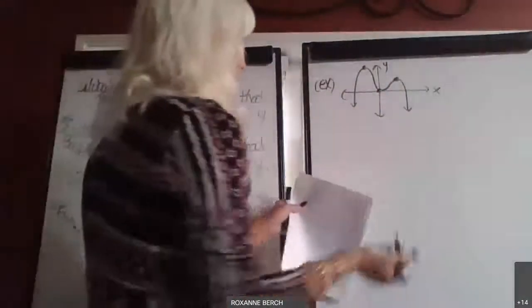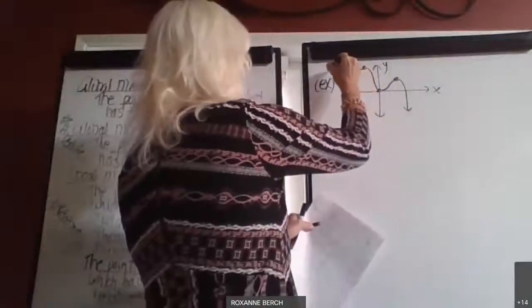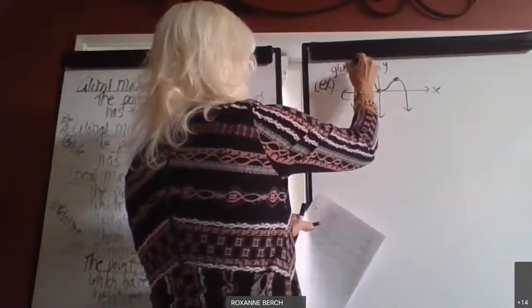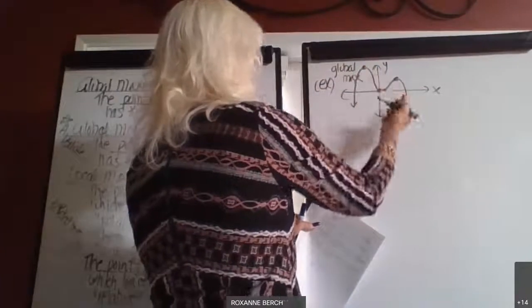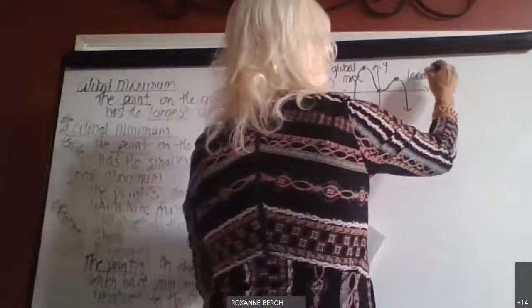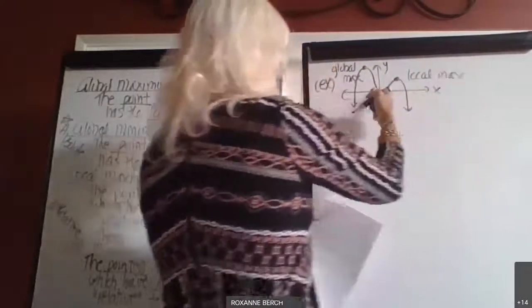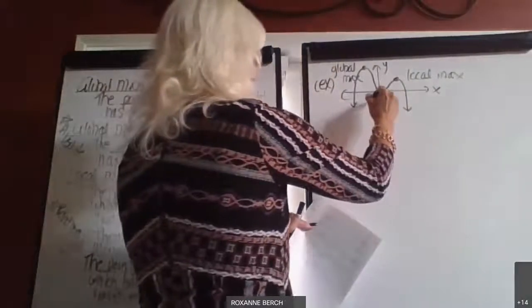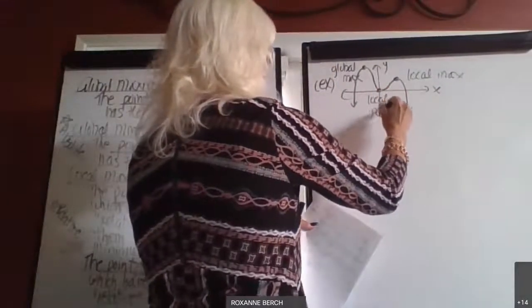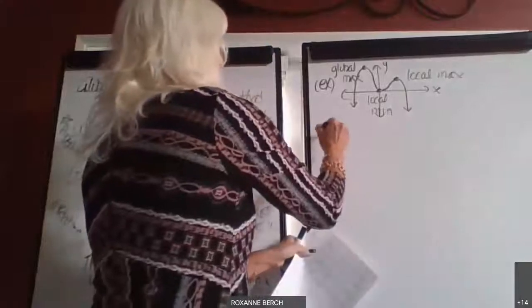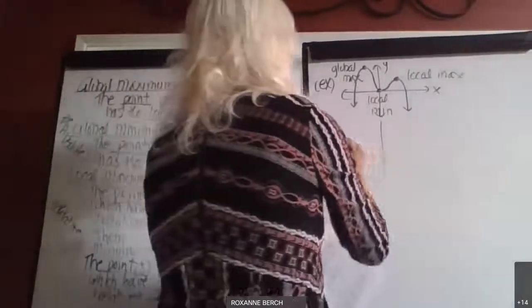And so you could probably guess this is a global maximum by definition. This would be a local maximum. And that guy right there, he's a local minimum. So pretty easy.